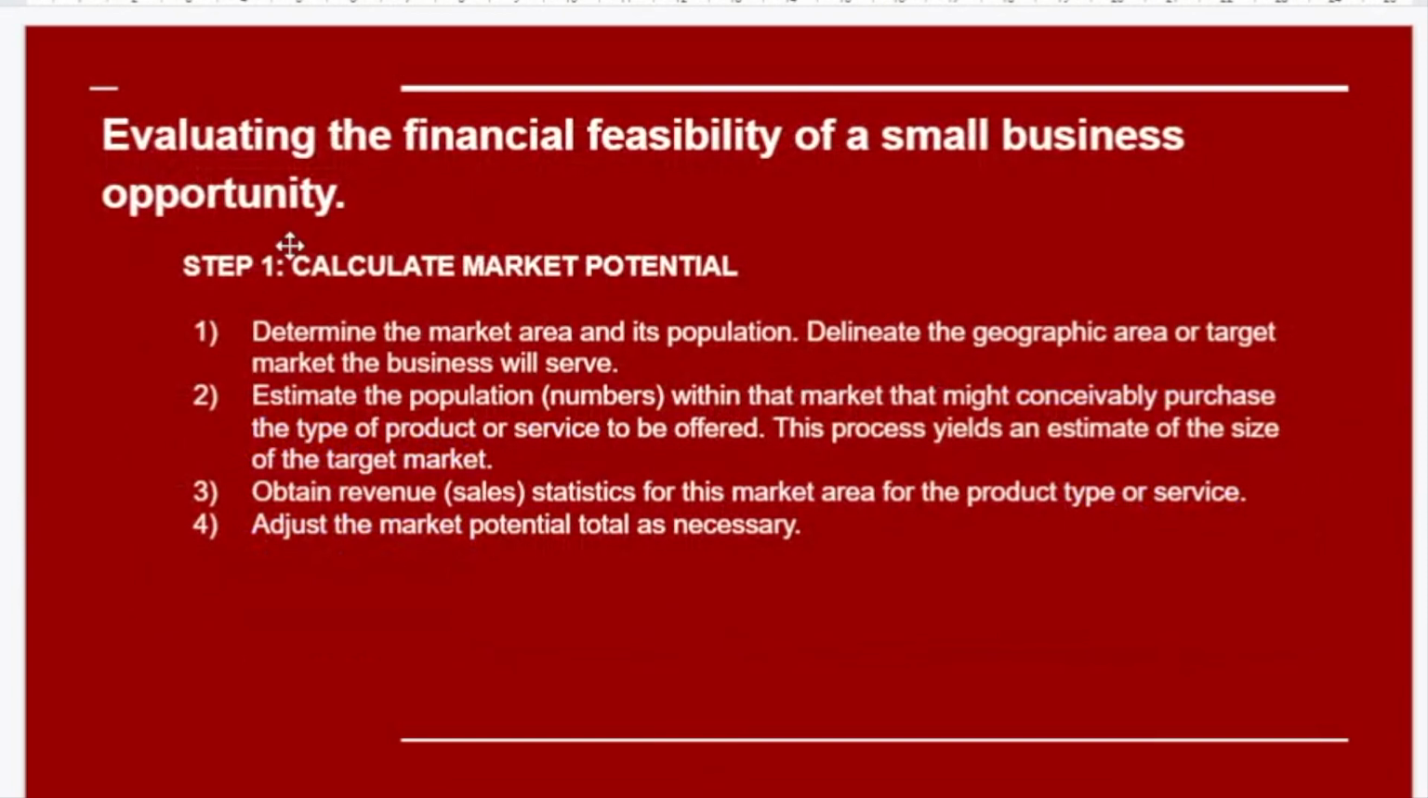Step one, we calculate the market potential. This is the total sales for the market. We take that and multiply it by the percentage that we have. So let's say, for example, the market potential is $100,000 and we are 2% of the market. Our total market share then should be $20,000.